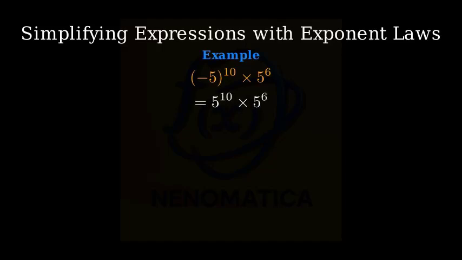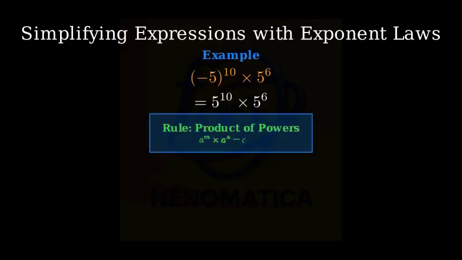Since the exponent is even, the result will be positive. We can rewrite this as 5 raised to the power of 10. Now, we can apply the product rule of exponents. When multiplying powers with the same base, we add the exponents. So we add the exponents 10 plus 6 to get 5 raised to the power of 16.